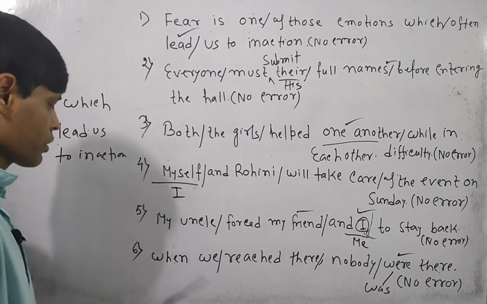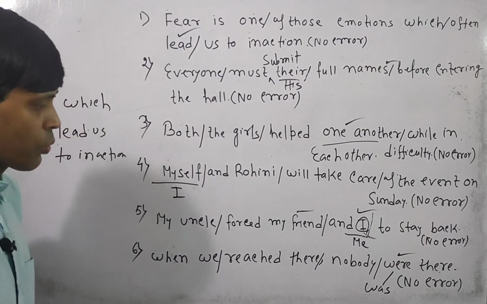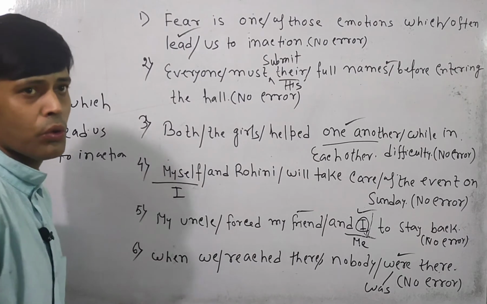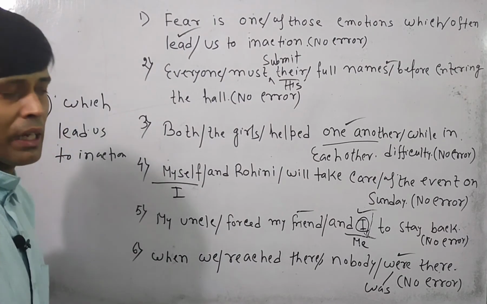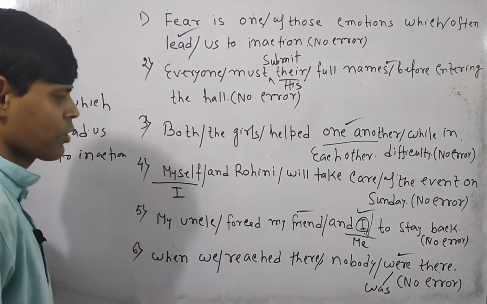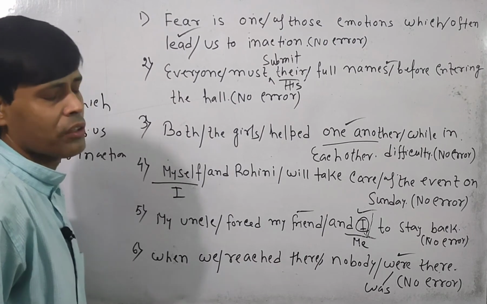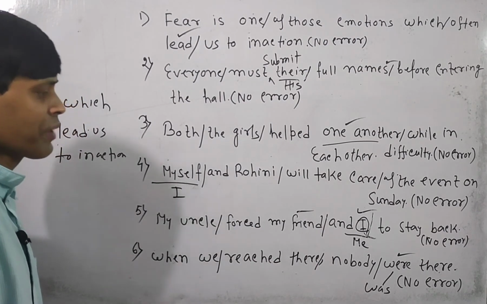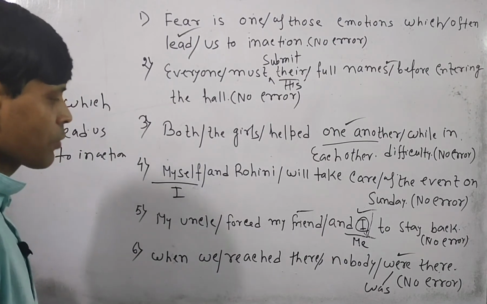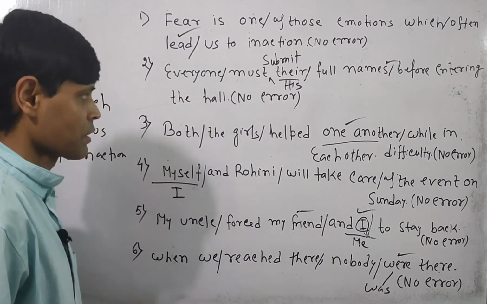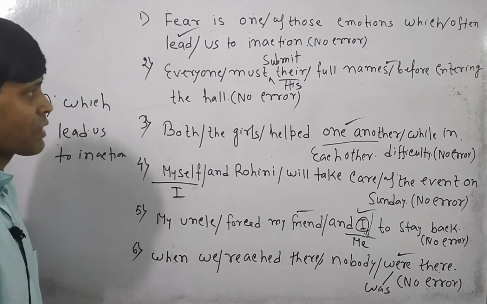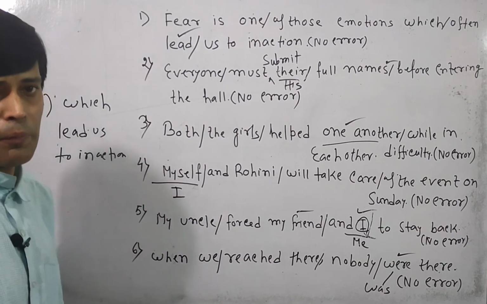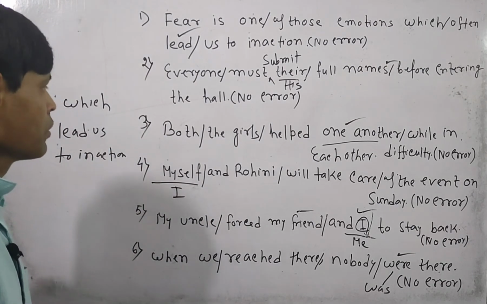If I just go for this one, when we reach there, nobody were there. So nobody, and similarly everyone, everybody, cannot be taken into consideration as plural at all. It should always be taken into account as singular. So instead of were, was will be the answer. So this is my short analysis for all of you for the upcoming competitive exam.